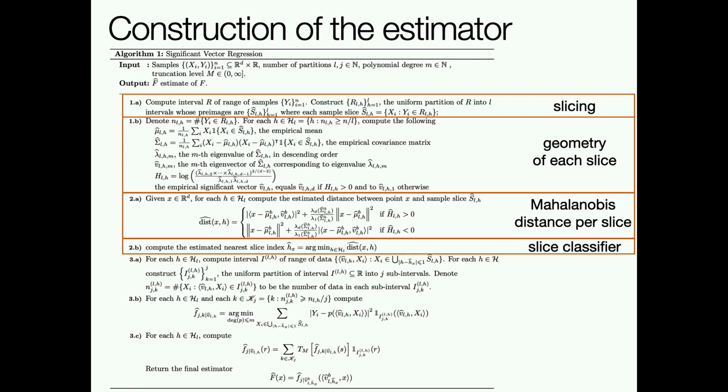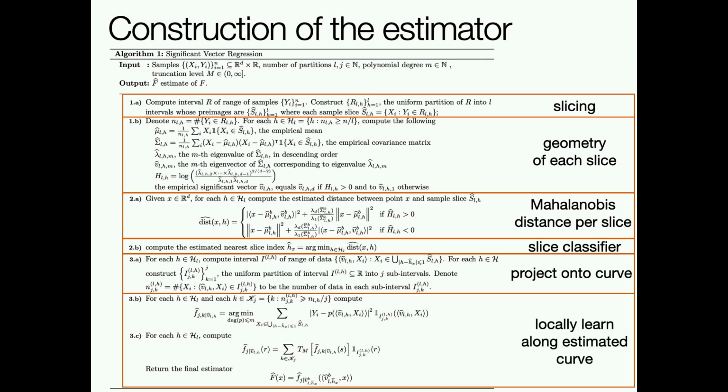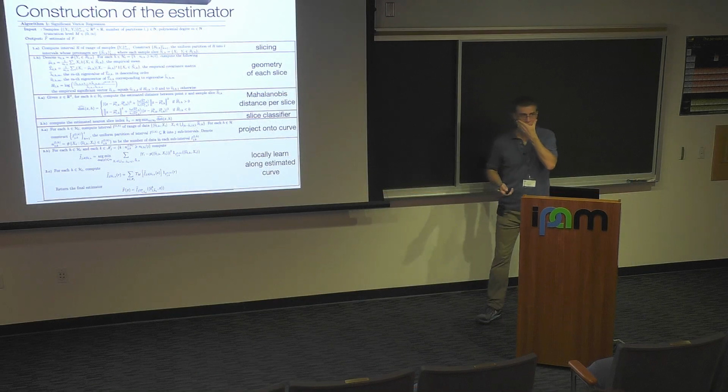So we build a slice classifier. Here I emphasize this because in NVIDIA's talk there was a discussion about classification versus regression. Here for us, this slice classifier is crucial. A point comes in, and we need to decide in which slice to put it, and this curve is curving around. So we have all these different Mahalanobis distances, one per slice, and we need to decide which one to use in order to do the projection. So there is a classification task there, which is crucial for us, because once that is done, we project on the curve, and now we are in 1D and learn.